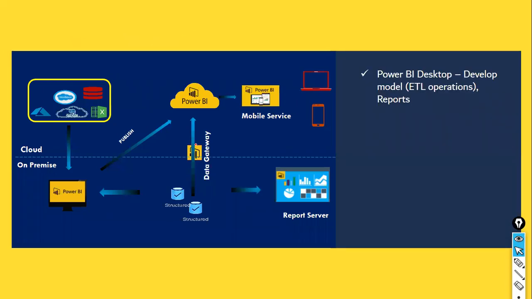And this is the Power BI architecture. Here you can see the dashed line. Look here, this is a dashed line, right? I'm talking about this line here, the dashed line. Just above the dashed line you can see the cloud, and just beneath that you can see the on-premise.